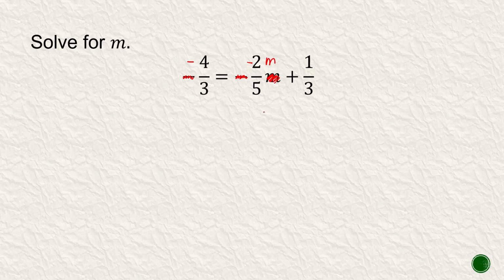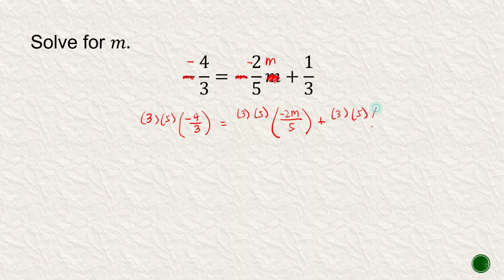Now, since we have two different kinds of denominator, 3 and 5, I will multiply each term by those two. Meaning, 3 times 5 times negative 4 over 3 equals 3 times 5 times negative 2m over 5 plus 3 times 5 times 1/3.